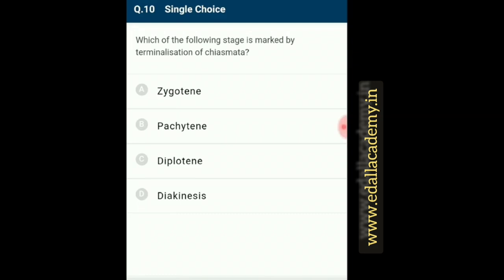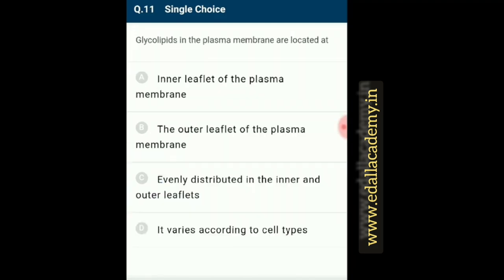Fourth stage is diplotene. The synaptonemal complex degrades and chiasmata formation is seen. And the fifth stage is diakinesis. This is the final stage of prophase. Here the chromosomes condense further. Proper tetrads are visible. During this stage, terminalization is seen. So the answer is option D, diakinesis. Question number 11. Glycolipids in the plasma membrane are located at the outer leaflet of the plasma membrane. So the correct option for this question is option B.